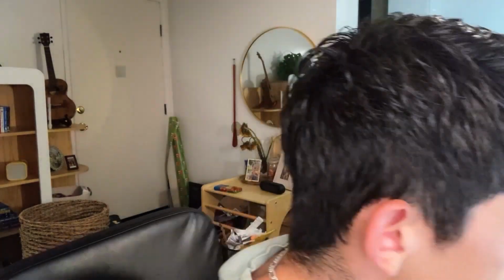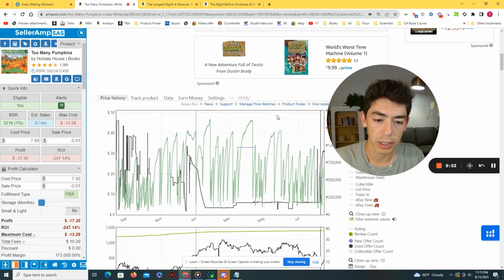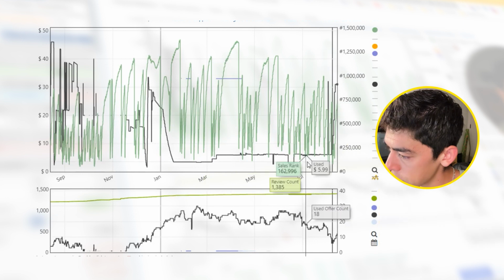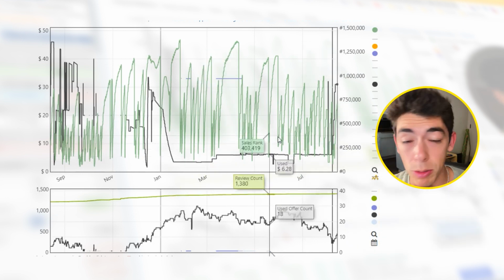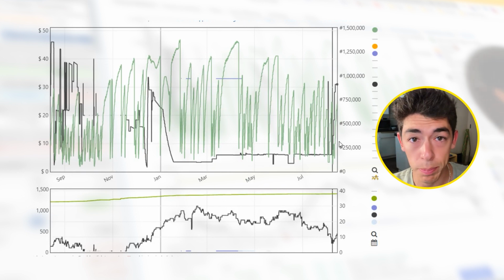So again, let me show you an example. Halloween is just around the corner, coming up in a couple of months. This is Too Many Pumpkins. Let's come down here to the Keepa chart. If you were to scan this in March, May, or July, you would notice that this book is right around $5, with a sales rank at times up to 1 million. So most people would pass on this. They would scan it with their scanner and just move on. They wouldn't buy it, right?